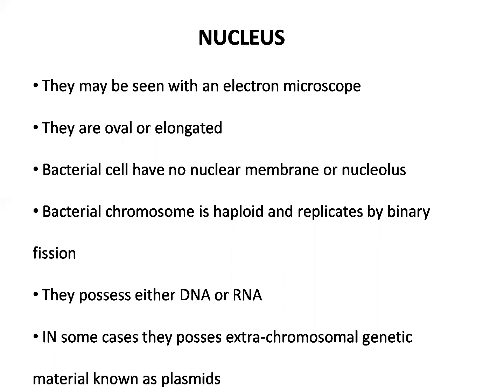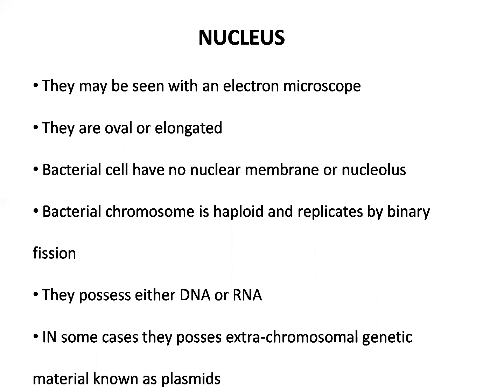Nucleus. This is the most important part of the bacterial cell. In fact, in all cells, the nucleus is one of the most important parts. If there is no nucleus, there is no cell. If there is a nucleus, there is a cell. They may be seen with an electron microscope. They are oval or elongated. Bacterial cells have no nuclear membrane or nucleolus.